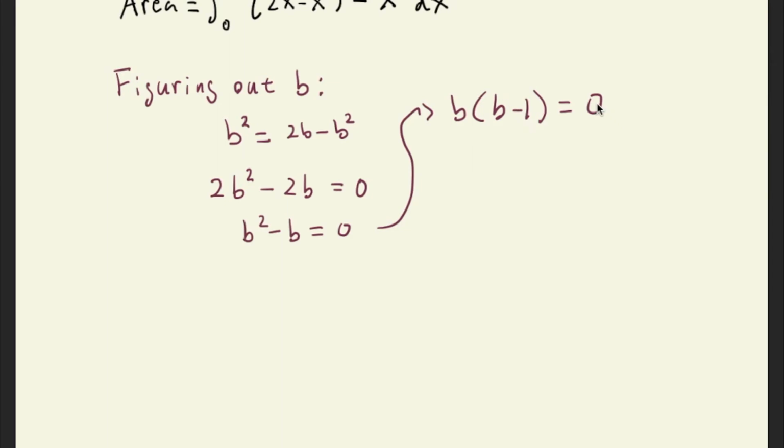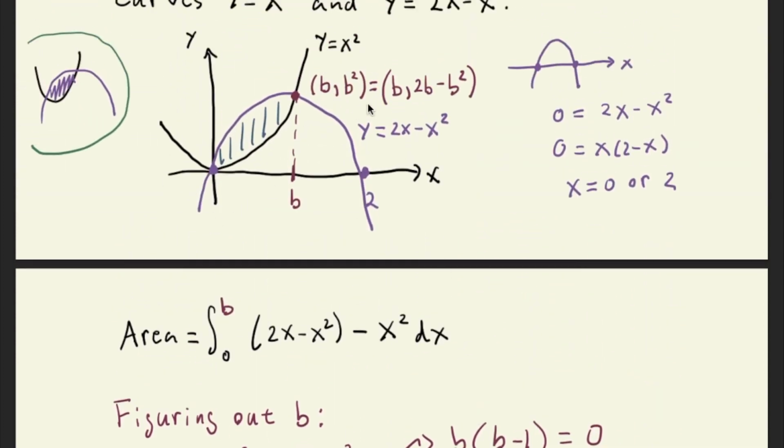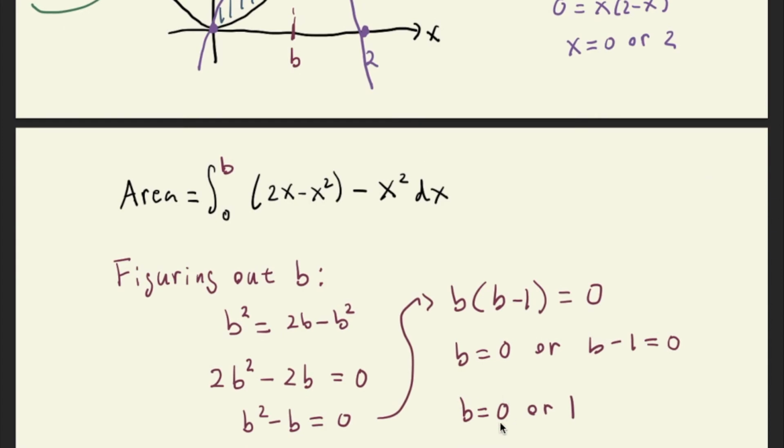And if two numbers multiply to 0, it means that one of them must be 0, right? So either b is equal to 0 or b minus 1 is equal to 0, which means that b is equal to 0 or 1, right? b is equal to 0, or here b is equal to 1, right? So there are two solutions. What's going on? Well, the thing is, these two parabolas, they intersect at two different points, right? This red point and this purple point here, the origin, right? So this is this solution where b is equal to 0.